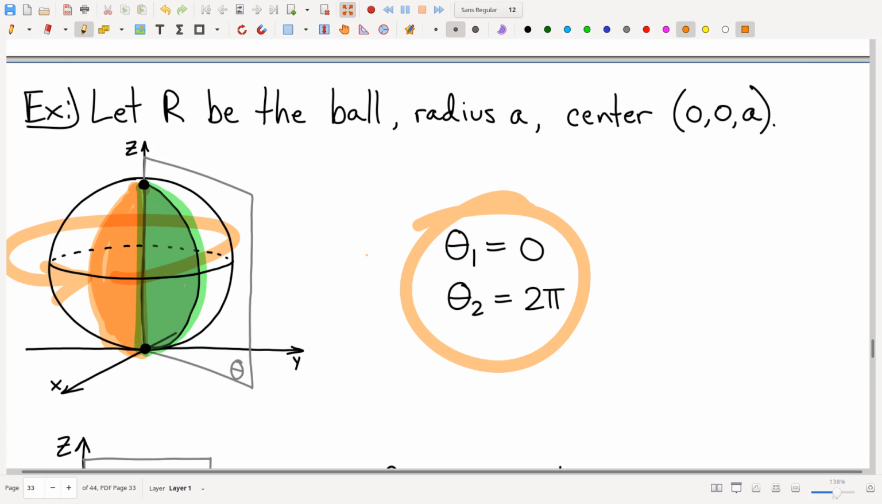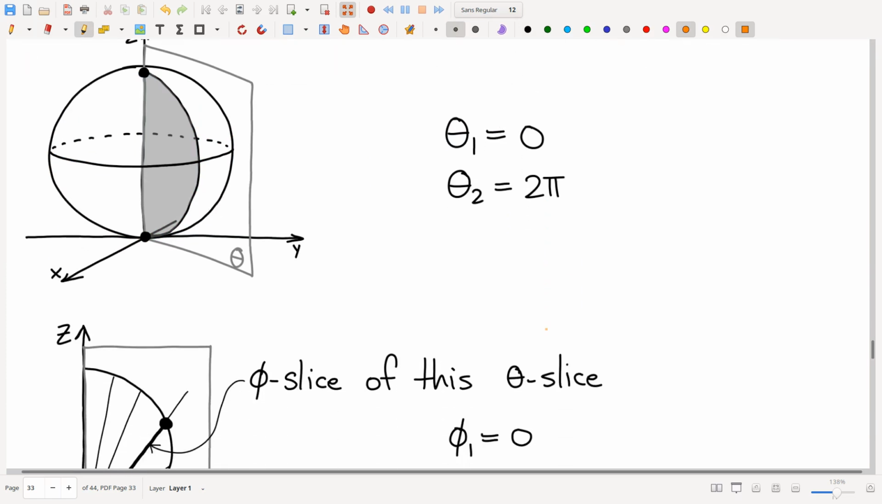So would you just separate the integral into multiple integrals? If there's a need for that, but there isn't always a need for that. Sometimes the dependence is that the phi bounds are functions of theta, and the nature of that function takes care of that automatically. Right. Okay, so there's our theta slice.